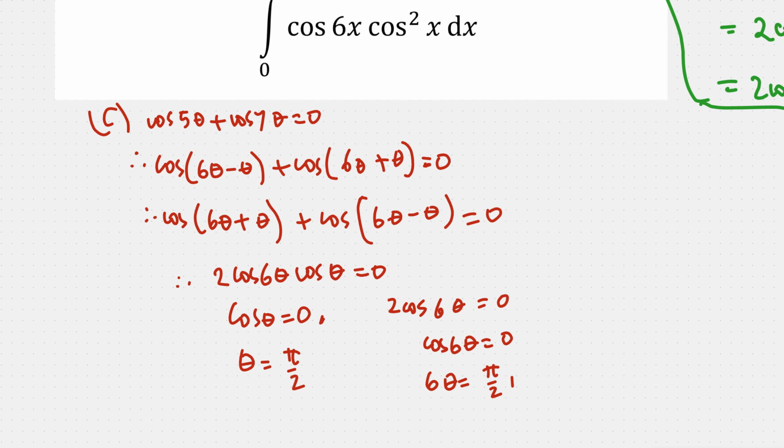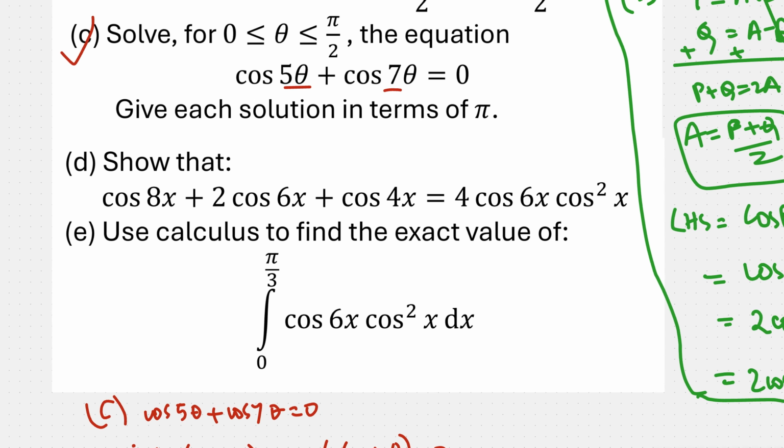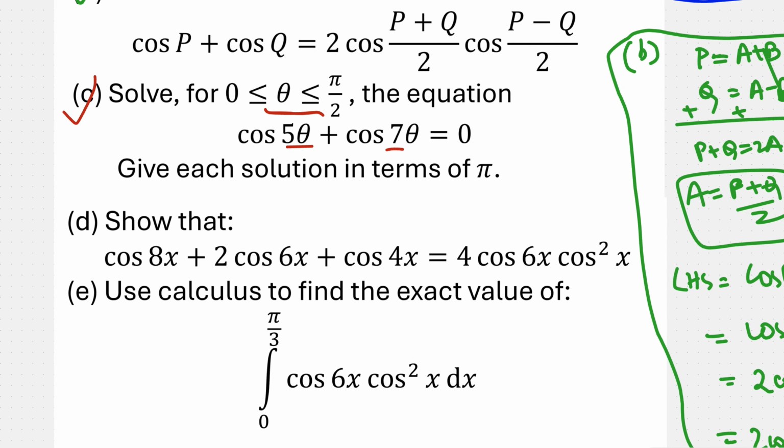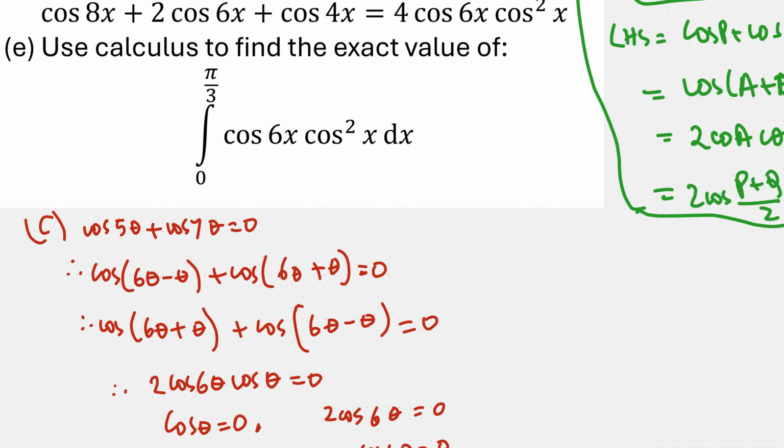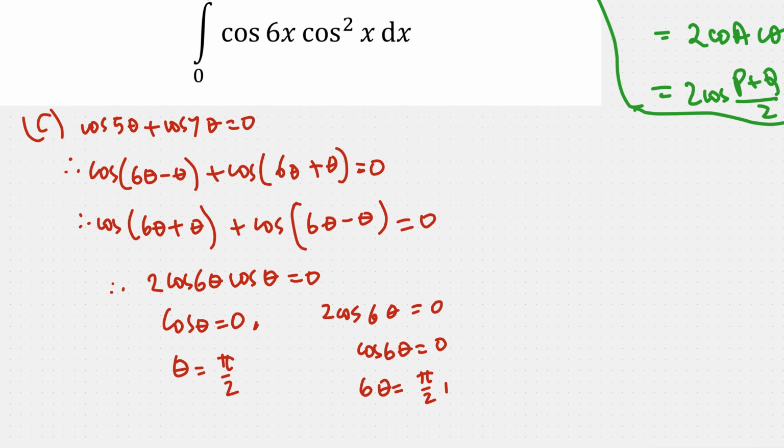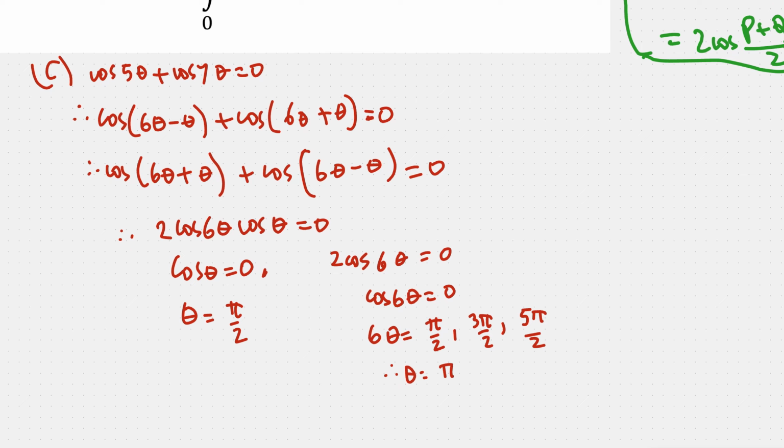lie between 0 and pi over 2, not 6 theta, okay, that's a bit to note. So then I can also write it as equal to 3 pi over 2 and 5 pi over 2. Can't write any more, that will be over pi over 2 then. So therefore theta is equal to pi over 12, 3 pi over 12, and 5 pi over 12.